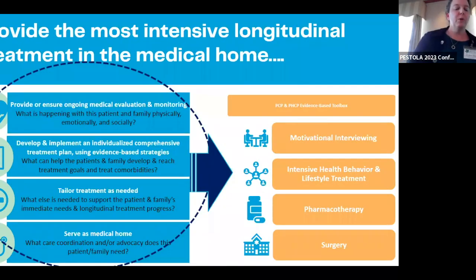This figure represents the core components of evaluation and treatment. The dashed circle represents the chronic disease and whole child approach by providing medical evaluation and monitoring, developing an individualized plan based on meeting the family where they're at. Some are ready for more intensive treatment than others. So it really is an ongoing discussion with families, tailoring the treatment to them, serving as a medical home, but also working with specialists and working with the community.